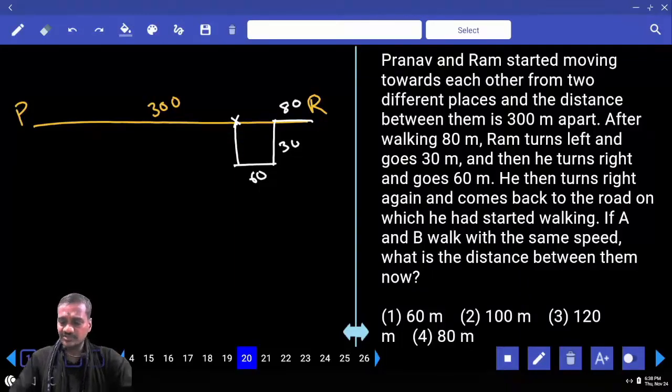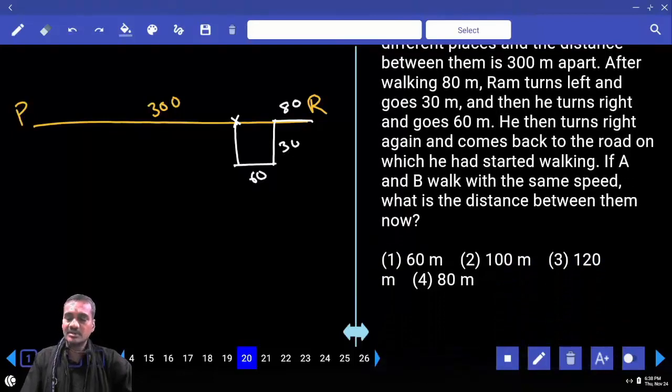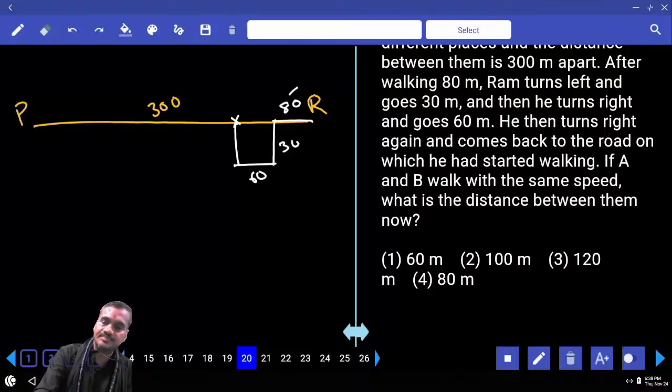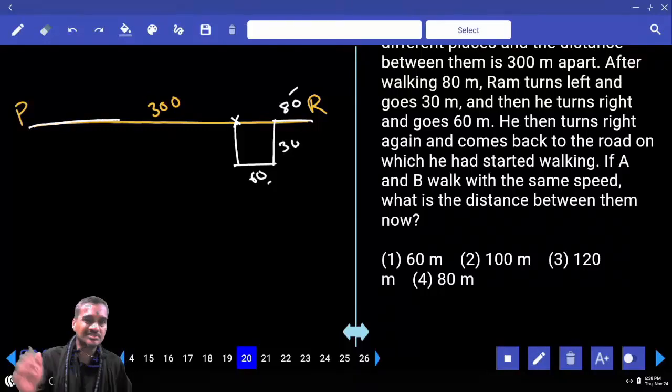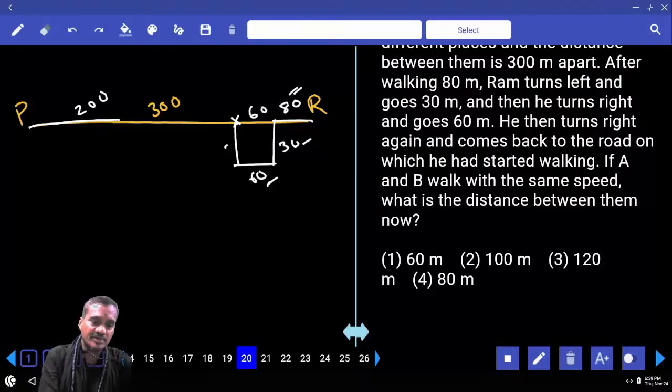And if A and B walk with the same speed, what is the distance between them now? Now A and B are walking the same distance. Now who is A and B? Now if Pranav and Ram are walking the same distance, these two are nothing but Pranav and Ram. And what is the distance between these two? Now this person has covered how much? Tell me, he covered 80 plus 60, 140. Now if Pranav walks the same straight way at the same speed, then 80 plus 30 is 110, plus 60 is 170, plus 30 is 200. And this person covers 200, isn't it? And this person covers 140. 200 plus 140, what is the distance? 340.